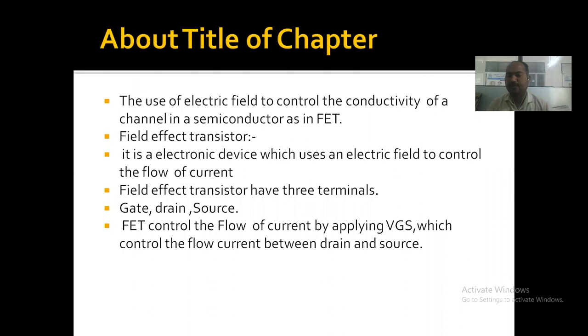We know that BJT is nothing but a bipolar junction transistor. Its current conduction takes place due to both electrons as well as holes, right? That's why it is called a bipolar junction transistor. But in a field effect transistor, current conduction takes place due to only either holes or electrons. That's why FET is a unipolar device, right? This is the thing with respect to FET.